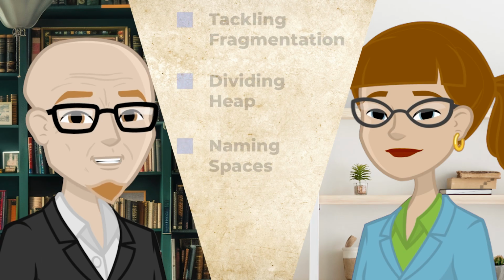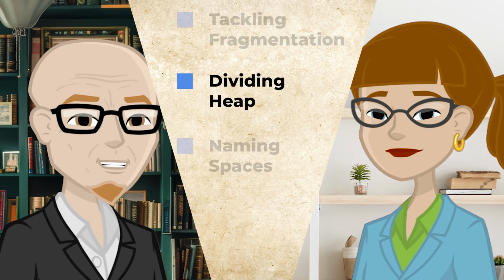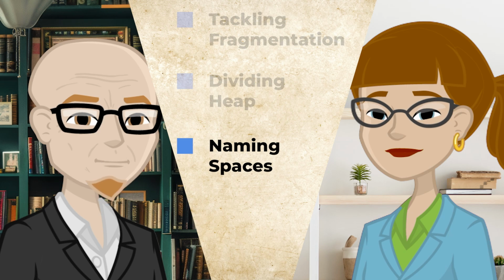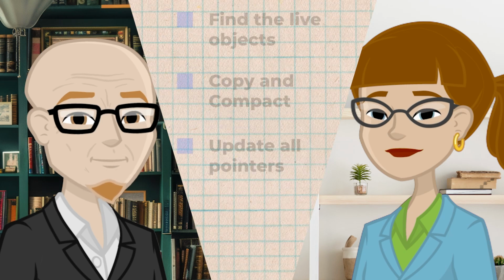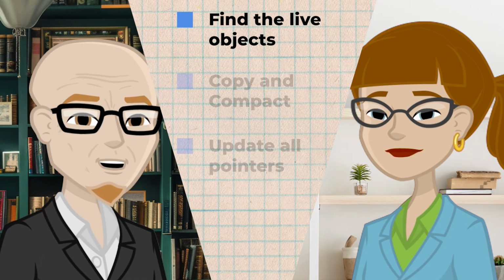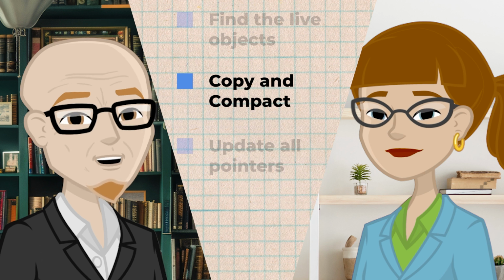This brings us to copying collectors, sometimes called semi-space collectors. These tackle fragmentation head-on. How? They divide the heap into two equal halves, two semi-spaces. Let's call them from space and to space. Okay, two rooms. Right. When GC runs, it finds all the live objects in the currently active from space. Then it copies them one by one over into the to space, packing them tightly together as it goes.